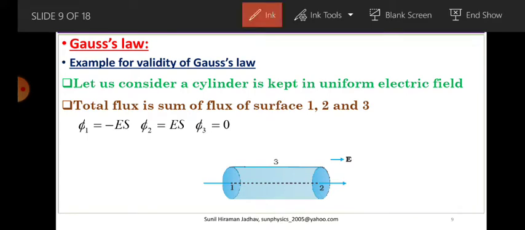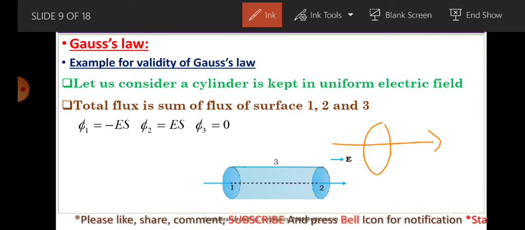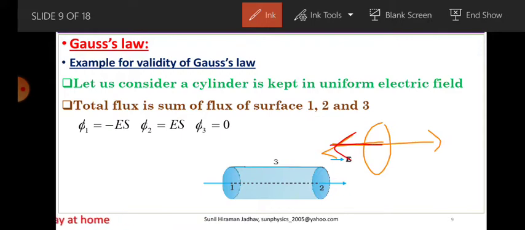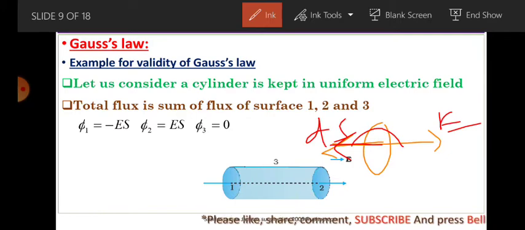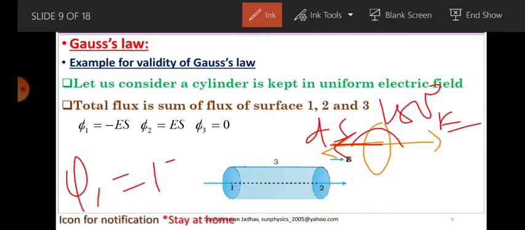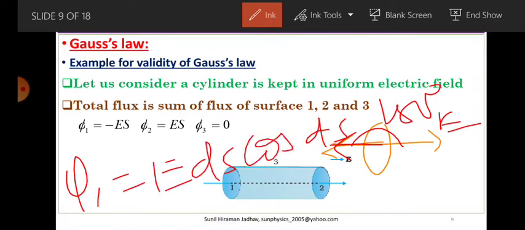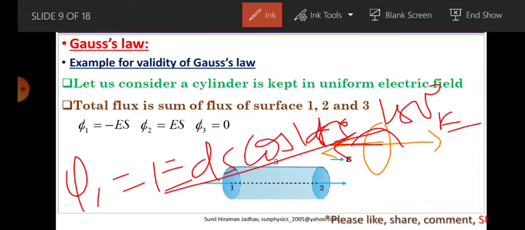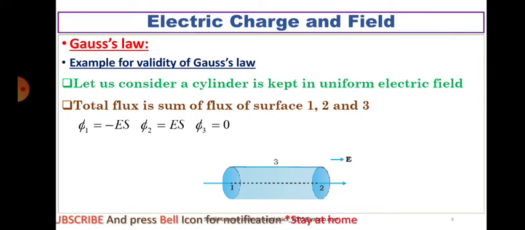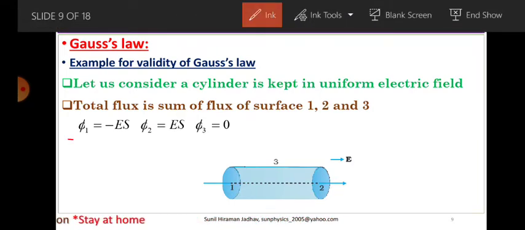Why is it so? See here, this is the first area, the electric field is like this. For this area, I can draw the area vector outward to it. So this is suppose ds, this is suppose E, so there is an angle of 180 between them. That's why when we define phi 1, it will be E ds cos 180, right? And here the sum of ds is nothing but S, and cos 180 is minus 1. That's why phi 1 turns out to be minus ES.